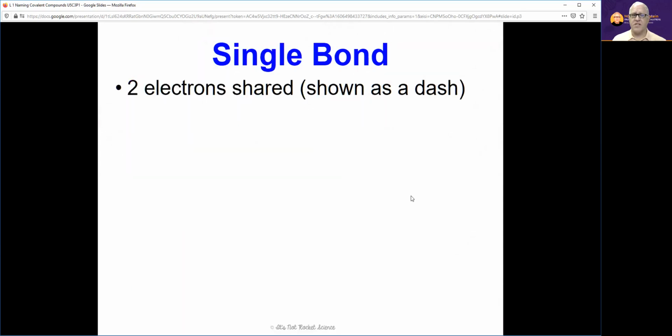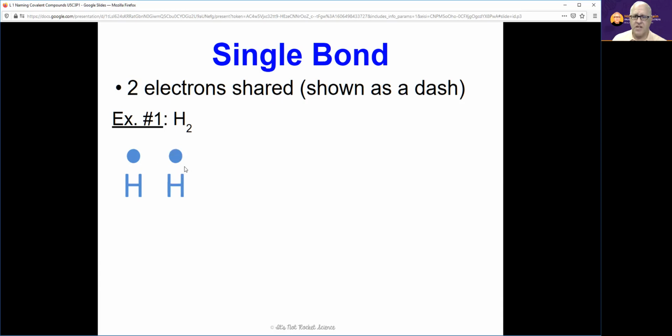So let's first look at the single bond. Here's where 2 electrons are shared, and when we do the illustration, it's shown as a dash. Now, let's take a look at H2. H2 is going to tell us we have 2 atoms of hydrogen bonded together. And so here we have our H with our single dot. You remember from the Lewis dot diagrams or the electron dot diagrams.